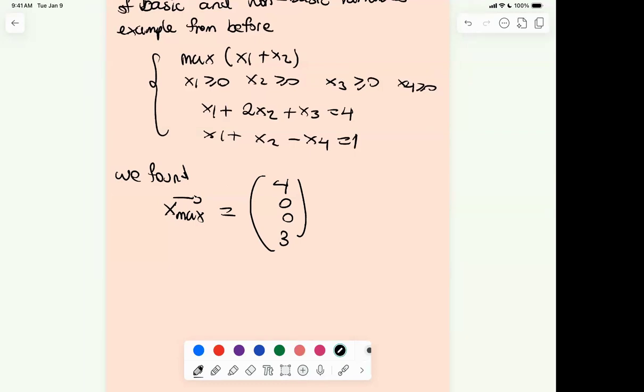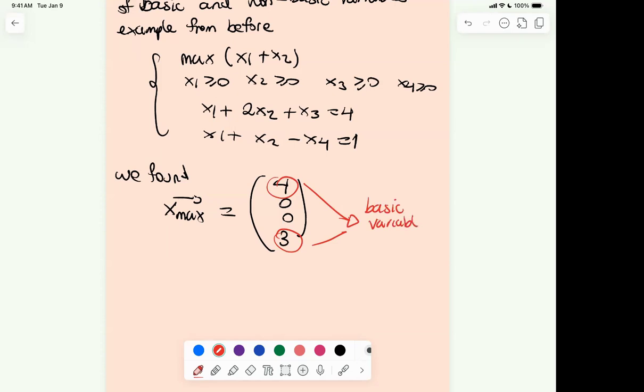And so in this case, remember, the basic variables are always the variables which, if the problem is non-degenerate, which is what you should assume unless you're told that it's degenerate, are the ones that are non-zero. So in this case, the basic variables are 4 and 3, right?